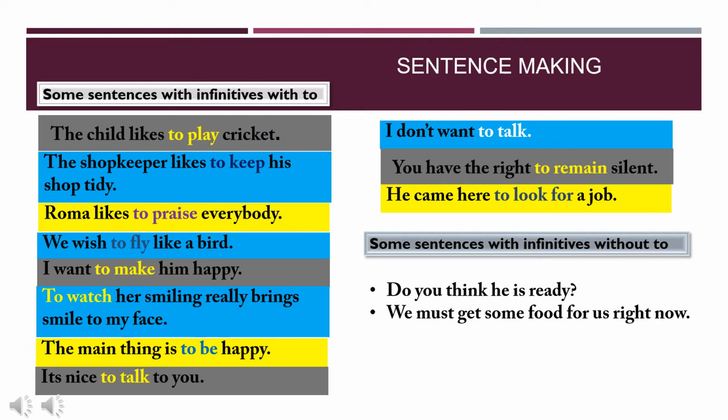To watch her smiling really brings smiles to my face. So look, to watch is the infinitive here in this sentence, and I have put this to watch at the beginning of the sentence. Yes, so this way also we can form sentences with infinitives, by putting the infinitive at the beginning of the sentence. The main thing is to be happy. To be is an infinitive. This is also an example of an infinitive.